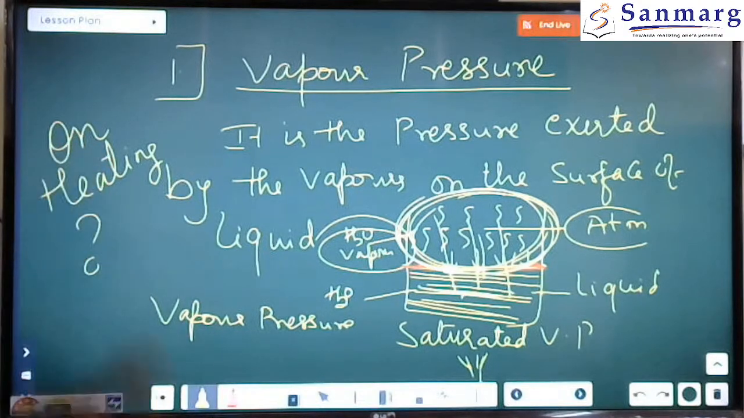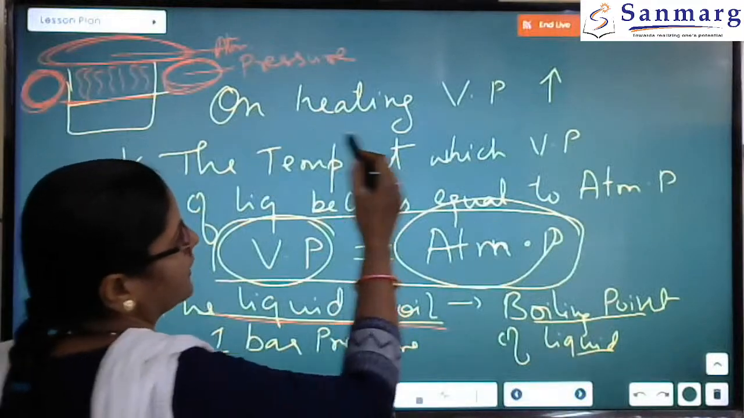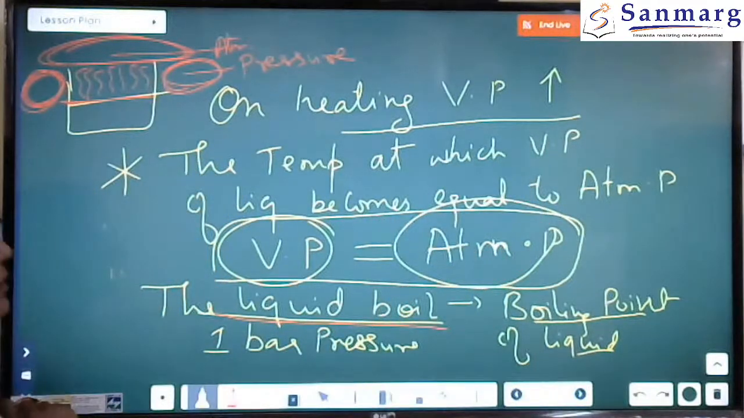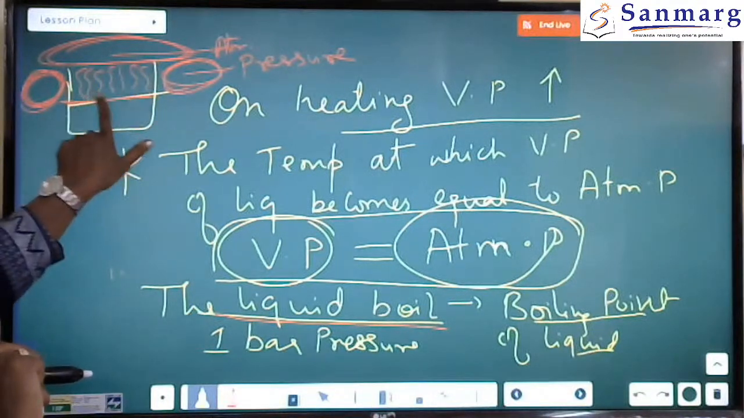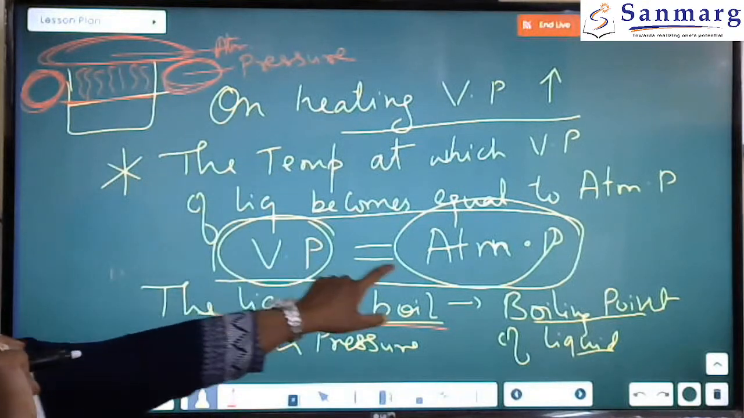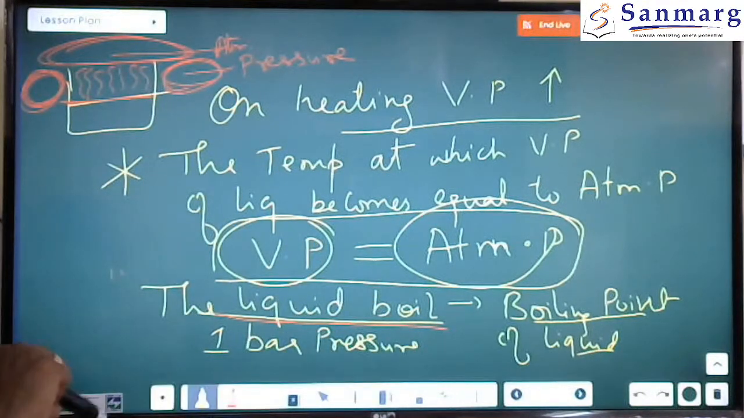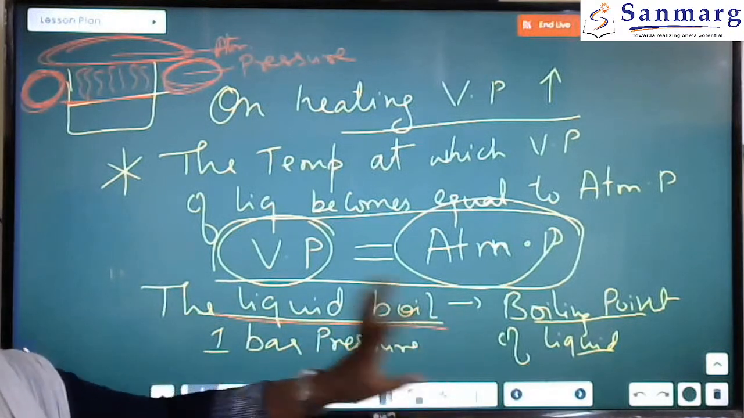So on heating, what happens if you heat? On heating, vapor pressure increases. The temperature at which the vapor pressure of the liquid becomes equal to atmospheric pressure is called the boiling point of the liquid. At this point, the liquid starts boiling.